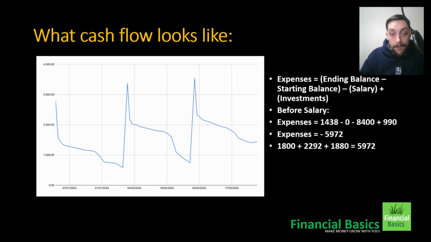5,972. That matches with adding up all of the expenses for each month, 1,800, 2,292, and 1,880. That comes to a total of 5,972. That matches, so you're almost checking to make sure. And if you really want to be sure, you can add up every single expense in all of those statements.